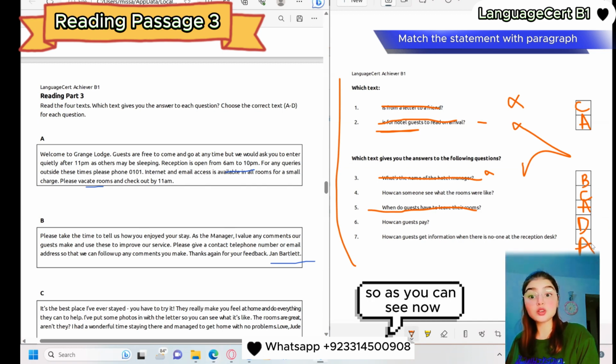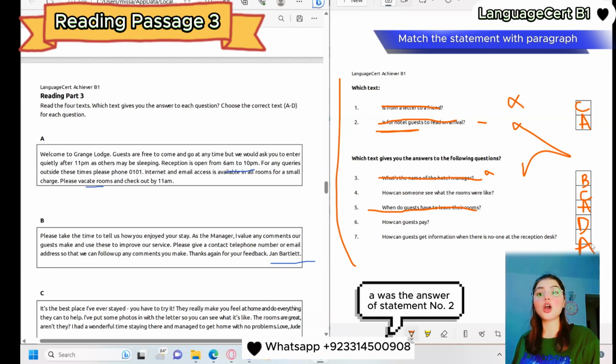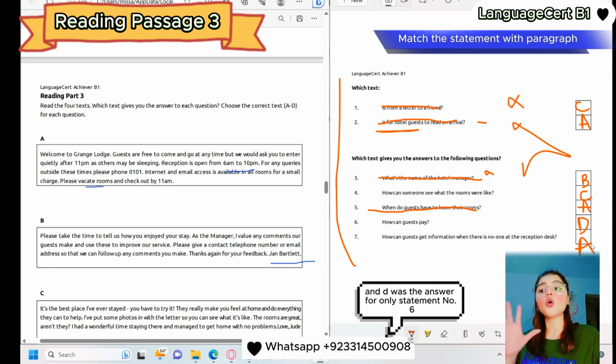So as you can see now, A was the answer of statement number 2, statement number 7, statement number 5. B was the answer of just one statement, and C was the answer for statement number 1 and statement number 4. And D was the answer for only statement number 6. I hope you understood how to do it.